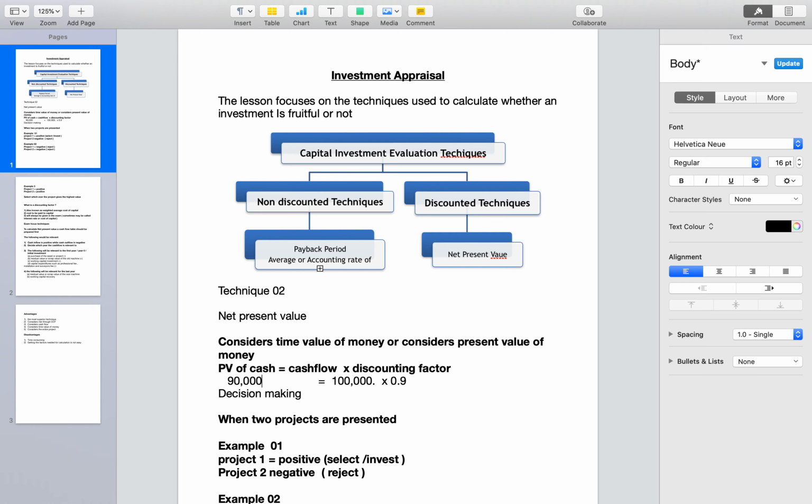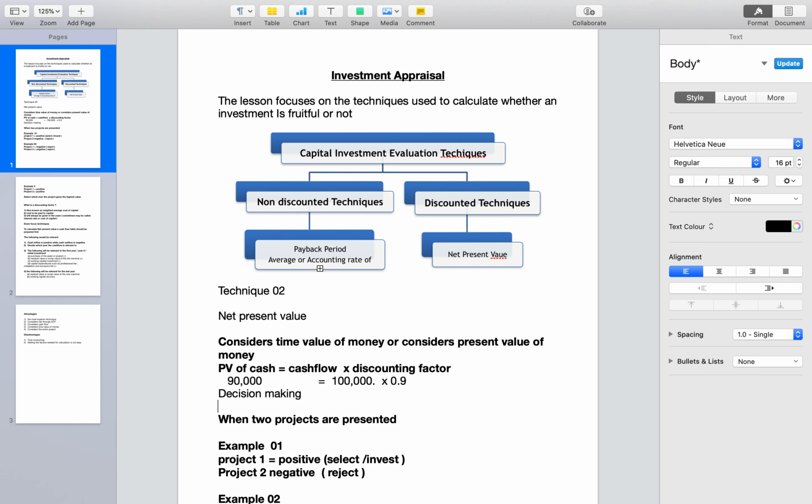Net present value takes the cash flows that you are going to get in the project, but the problem is that these cash flows are going to happen in the future. What is the actual worth of these cash flows, their value in today's terms, is what net present value does. It considers time value of money, or present value of cash flow. So how does it consider? It simply takes a cash flow and multiplies it with something called a discounting factor, and the answer you get is what you call the present value of money.